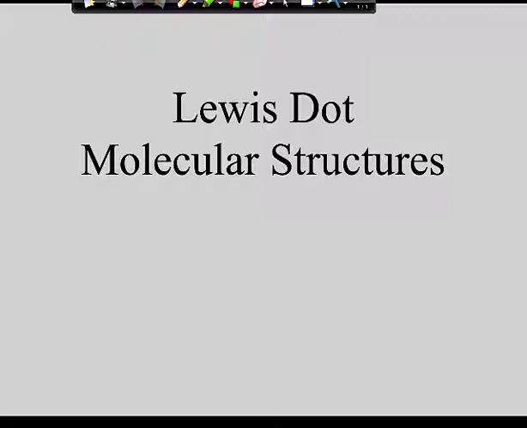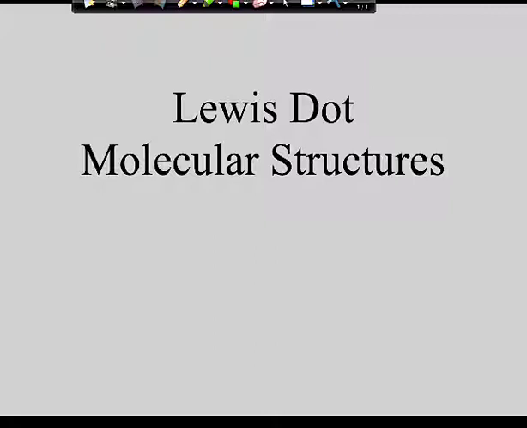So, guys, before we get started, I should have mentioned this. You need a pencil. Don't do this in pen. If you want to take your notes in pen, that's fine. But when you start drawing these Lewis dot structures, you've got to have a pencil. So if you don't yet, when we start doing these, I can share one with you.